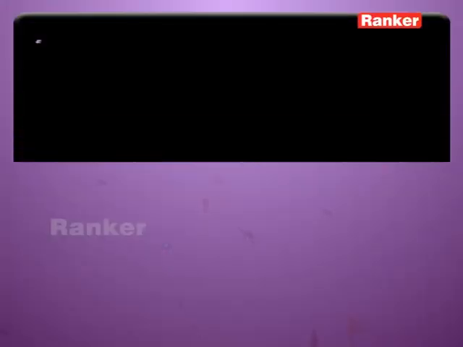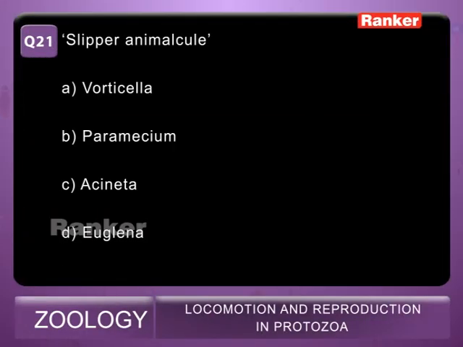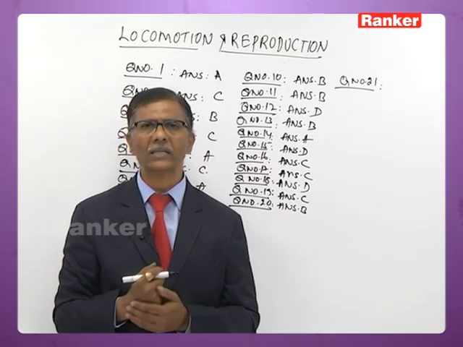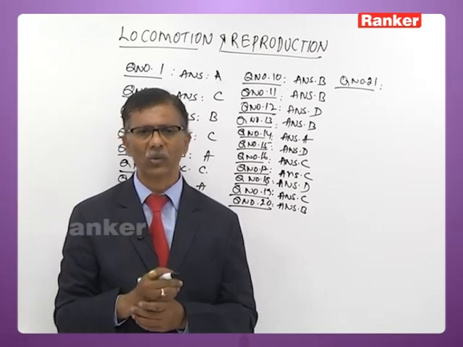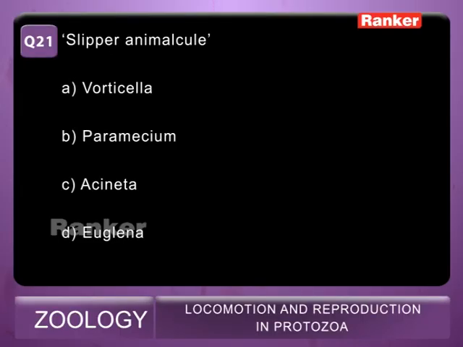Now question number 21, slipper animalcule, A. Vorticella, B. Paramecium, C. Acineta, D. Euglena. Paramecium is commonly known as slipper animalcule because it looks like the sole of a slipper. So for question number 21, the correct answer is B.